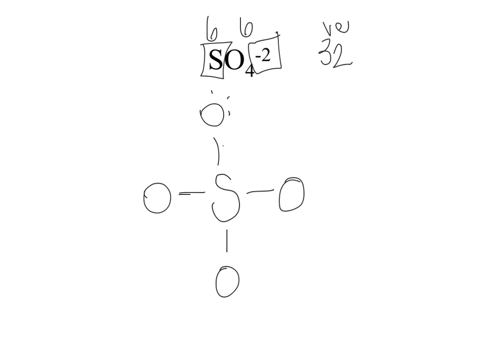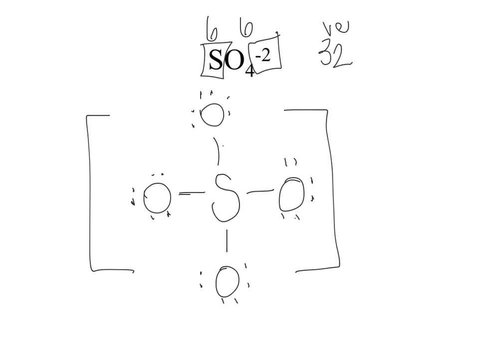So the rest of the electrons are going to go on the outside. So 8, 10, 12, 14, 15, 16, 17, 18, 19, 20, 21, 22, 23, 24, 25, 26, 27, 28, 29, 30, 31, and 32. The only thing that we have to do extra is we're going to show that this is an ion with a -2 charge with our parentheses around it.